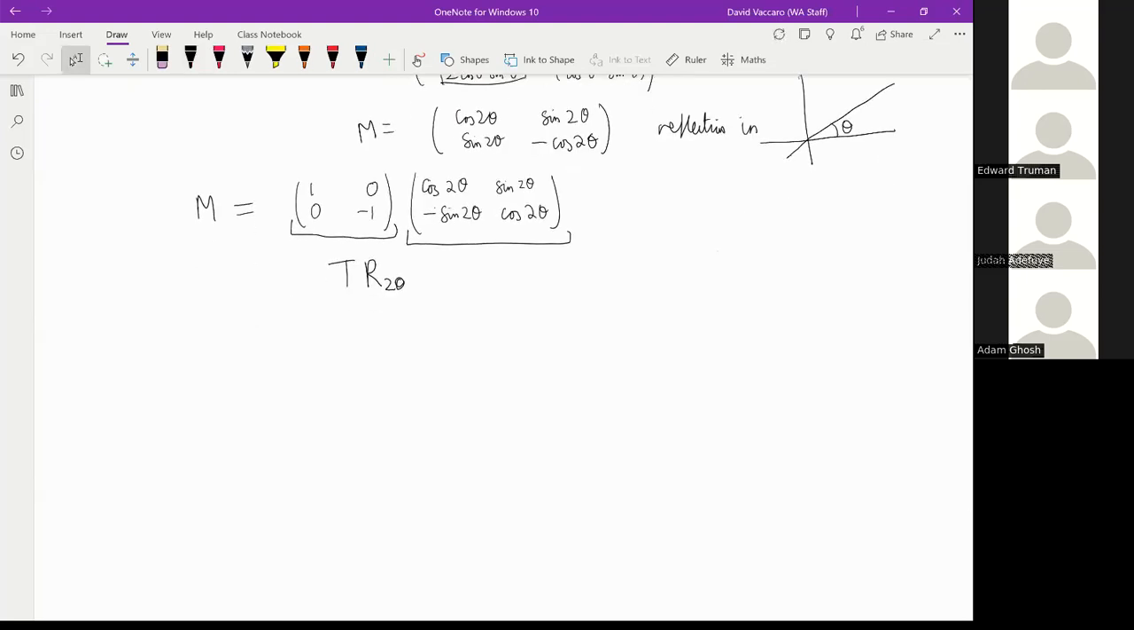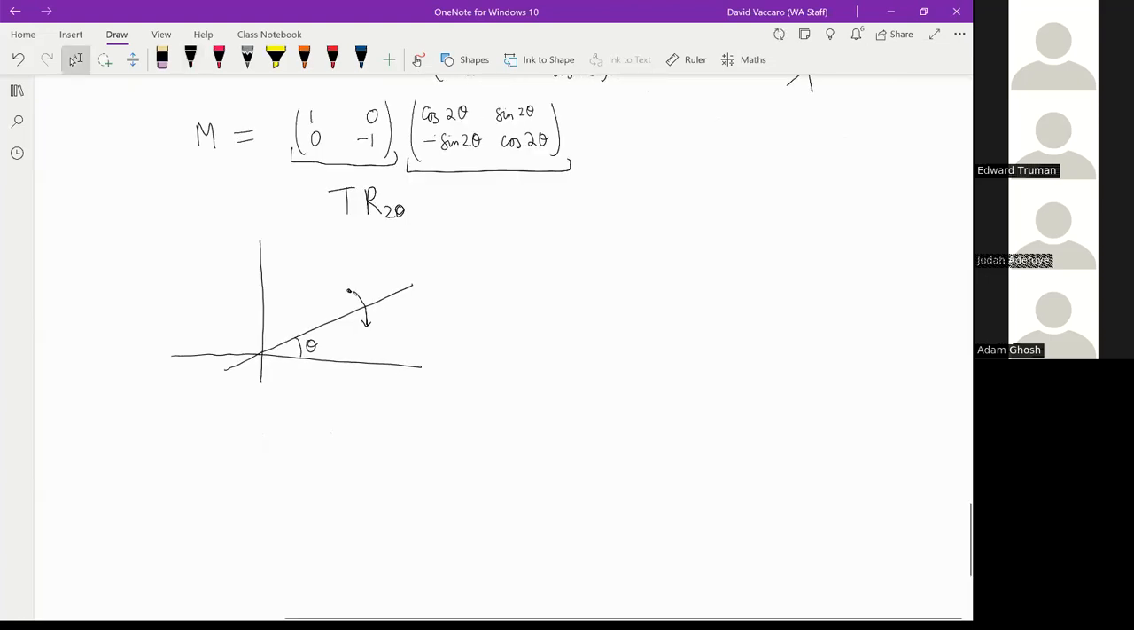So what geometric fact have I just proved about reflection in this line? Well, reflection in this line L is the same as rotating by 2 theta and then reflecting in the x-axis. So a rotation and then a reflection is a reflection.